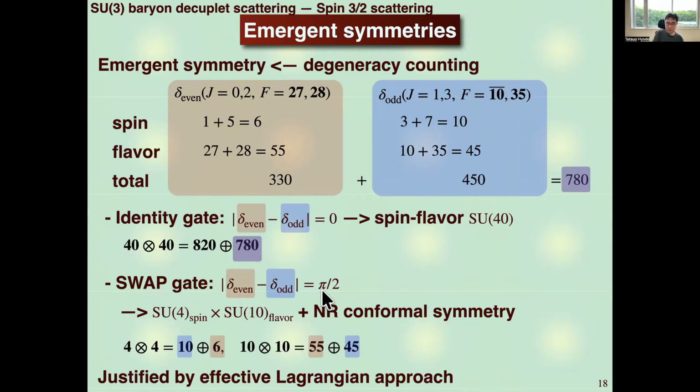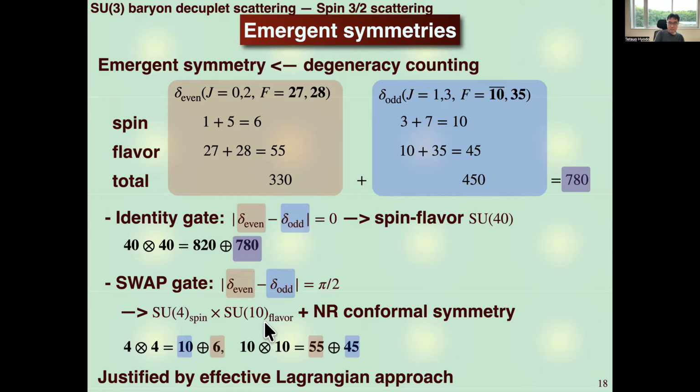Notice that in this case we have some difference. Delta even is not exactly the same as delta odd, which means that this sector and this sector independently satisfy the same properties. So this spin 10 corresponds to the number 10 appearing here. That corresponds to the odd spin component, and this 6 representation corresponds to the spin 6. So actually, the SU(4) spin symmetry has two multiplets containing 10 members and 6 members that can explain this 10 in the spin odd component and 6 in the spin even component.